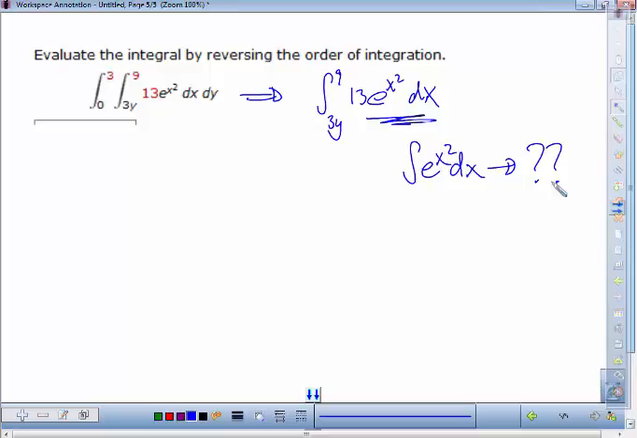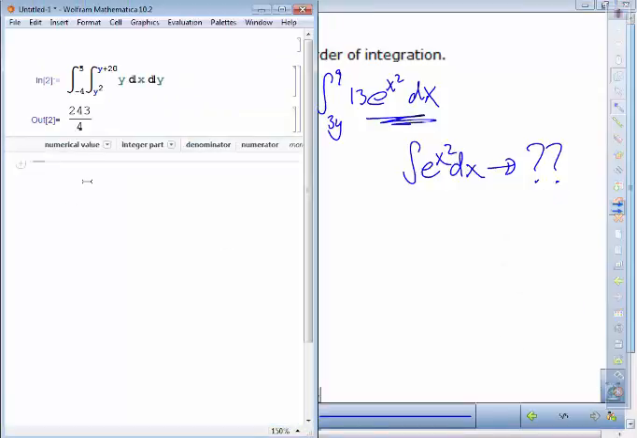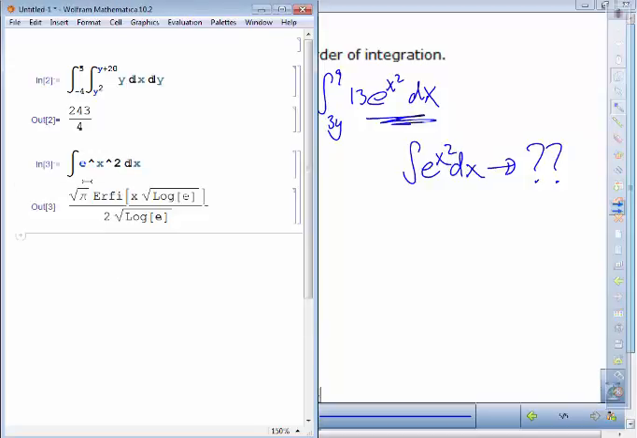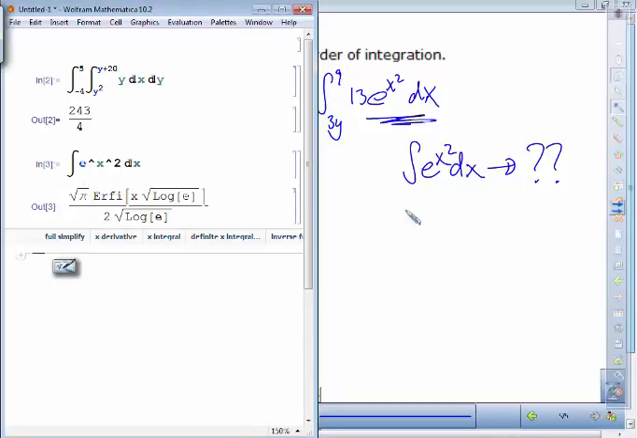But it comes up so often that people made something up. And if you put this into Wolfram Alpha or Mathematica, it'll give you the ERF function. They call it an error function. Anyways, we're not going to talk about that.